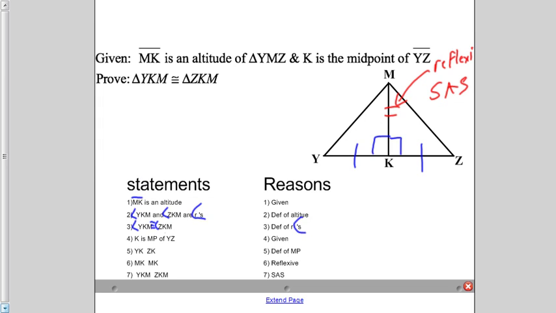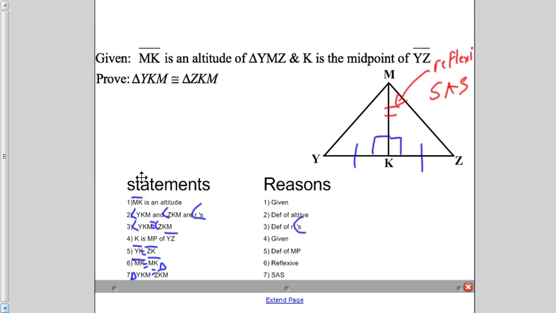Okay? And then K is the midpoint of YZ, given. And then YK is congruent to ZK by definition of a midpoint. And then MK is congruent to MK by reflexive. So triangle YKM is congruent to triangle ZKM by side angle side. So I know it's small. Does anybody want me to repeat it again slower?